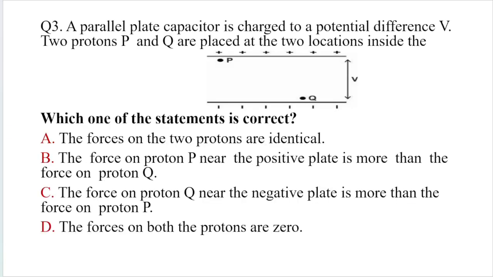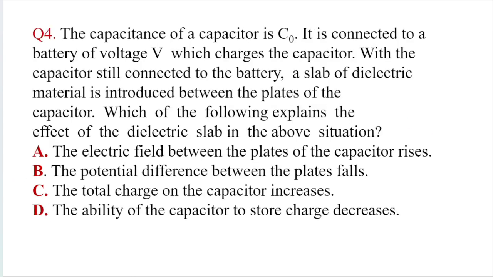Now question number third. A parallel plate capacitor is charged to potential difference V, and two protons P and Q are placed at two locations inside. The forces on the two protons are identical. Yes, because the electric field between the parallel plates remains the same. E is given by sigma upon epsilon naught, that is the same everywhere, and force on proton equal to e into E. So the forces on the two protons are identical. Second option is wrong. Third option also wrong, and the force on both protons is zero, that is also wrong. So the correct option is A.